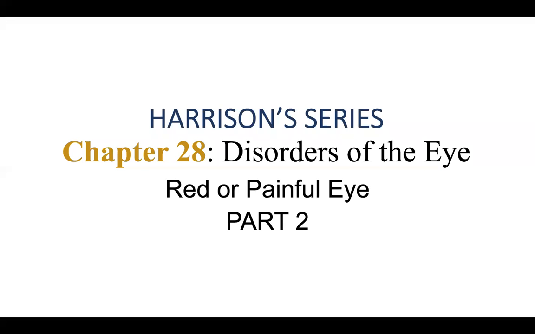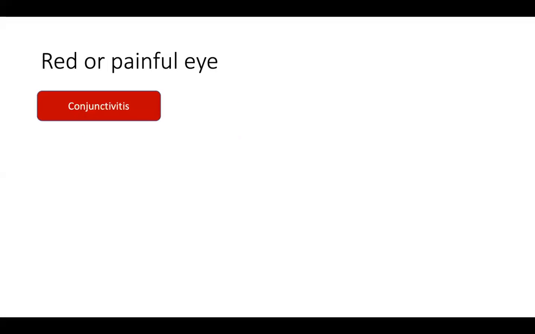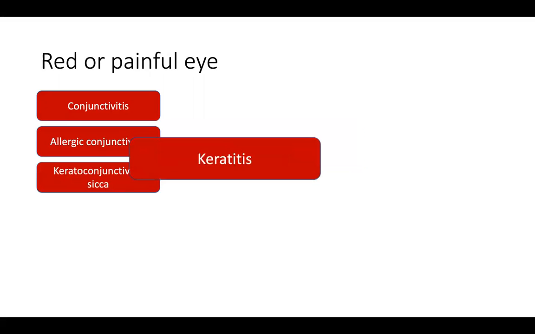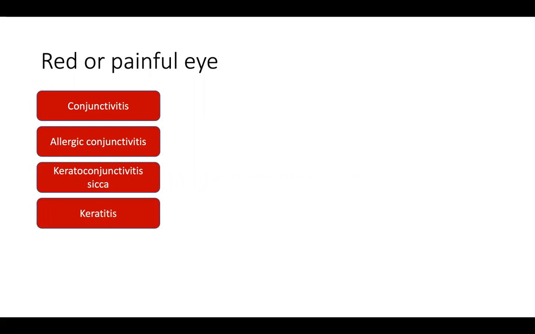Hi, today we will be discussing Chapter 28 of Harrison's Principles of Internal Medicine. This chapter deals with disorders of the eye. This slide set is part 2 of 3 on red or painful eye disorders in this chapter. In this set of slides, we will discuss 5 etiologies, namely conjunctivitis, allergic conjunctivitis, keratoconjunctivitis sicca, keratitis, and herpes simplex.